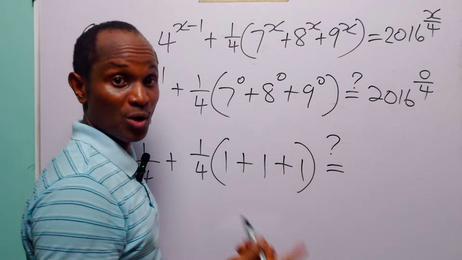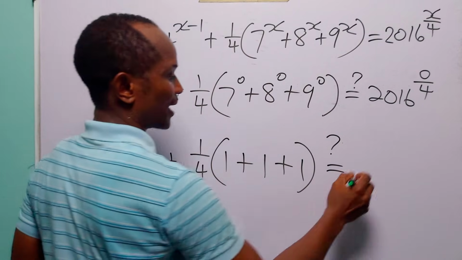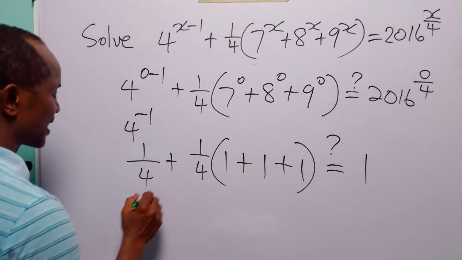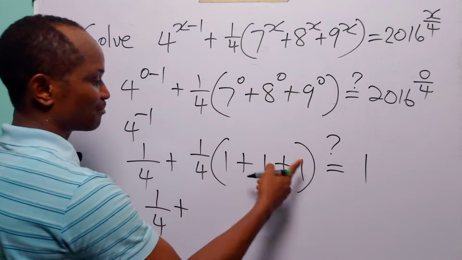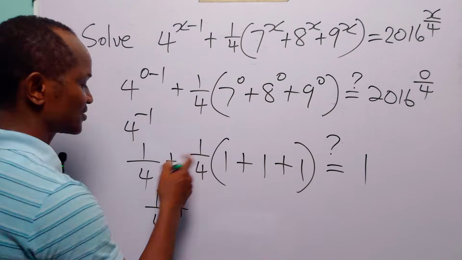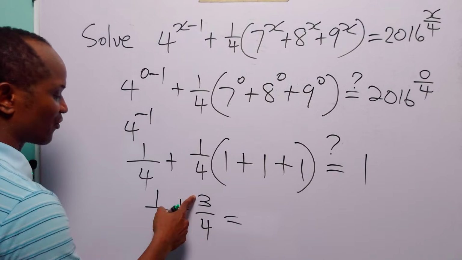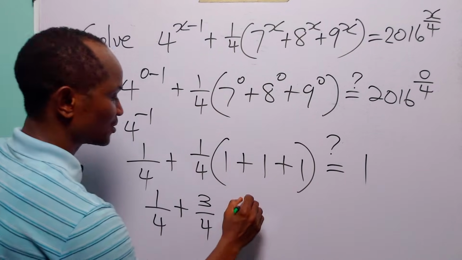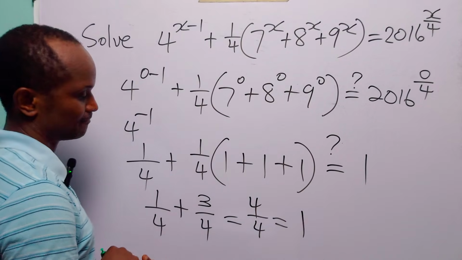On the right-hand side, 2016 to the power 0 is equal to 1, and 1 divided by 4 gives 1 over 4. Now we have 1 over 4 times 1 plus 1 plus 1, which is equal to 3 over 4. So 1 over 4 plus 3 over 4 is equal to 4 over 4, which is equal to 1.